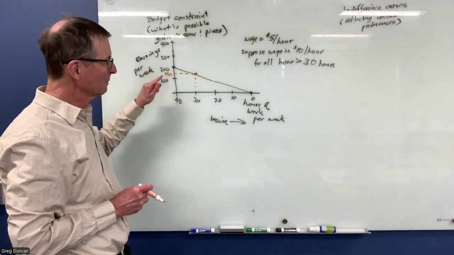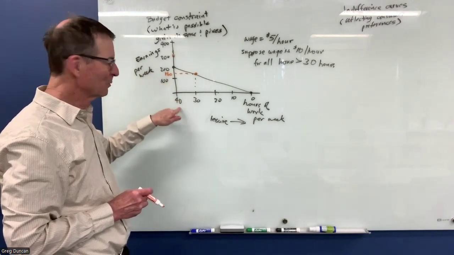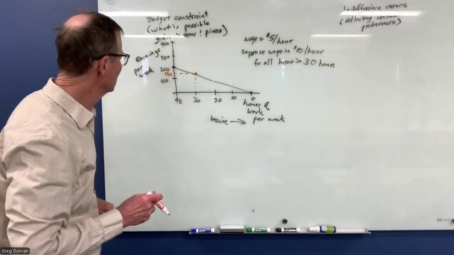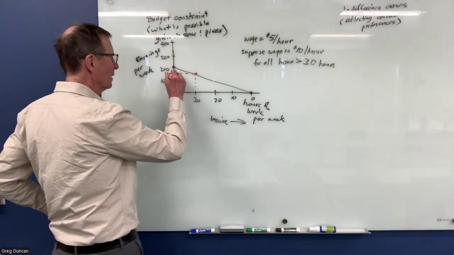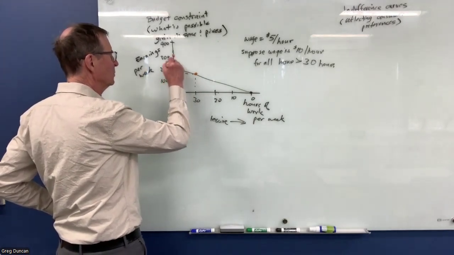So then we're going to make $10 per hour times the 10 extra hours, so $100 more. So instead of 150, we're going to be up to 250.